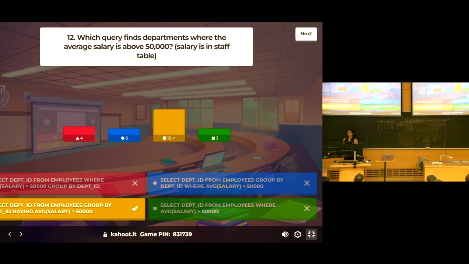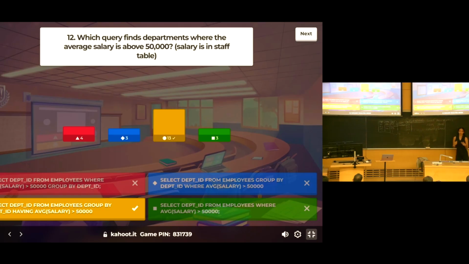Now, departments where the average salary is above 50K, and we said we don't have unique departments in the staff table, right? So we have to also use the group by. Group by what? Department, right? So this will give you something like that. So grouping based on the department, also finding the average salary for this.